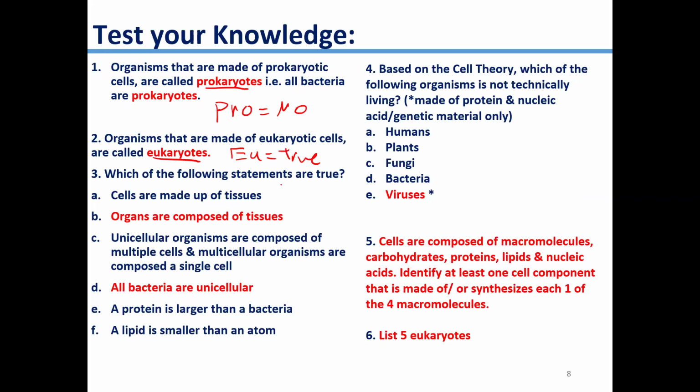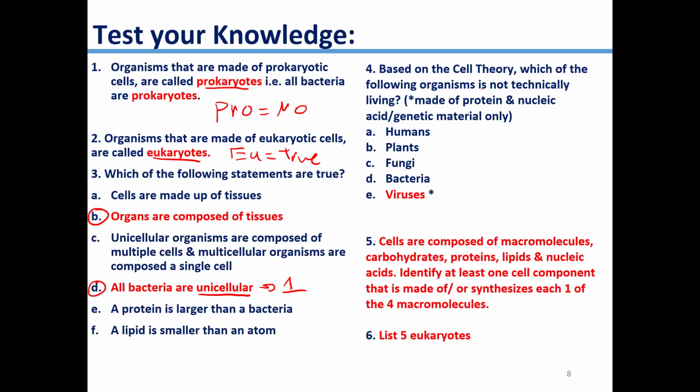Which of the following statements are true? In this case, organs are composed of tissues. Remember, levels of organization. And then all bacteria are going to be unicellular. Remember, uni like unicycle. Only one wheel, only going to be one cell.